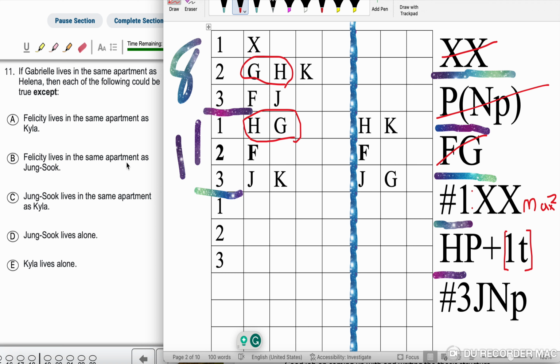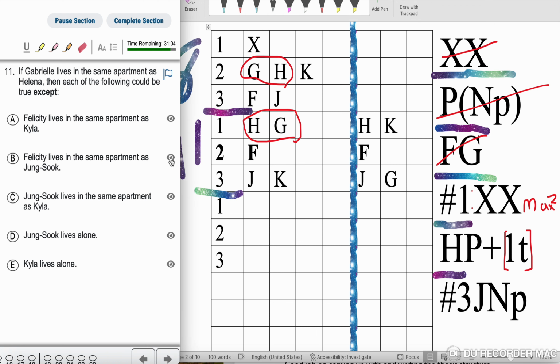F lives in the same apartment as J. F does live in the same apartment as J. However, we don't see where F lives in the same apartment as K. So let's go ahead and keep choice B, because we do see it. Choice C, J lives in the same apartment as K. That's actually visually seen. J lives alone. That could be a possibility as well. K lives alone.